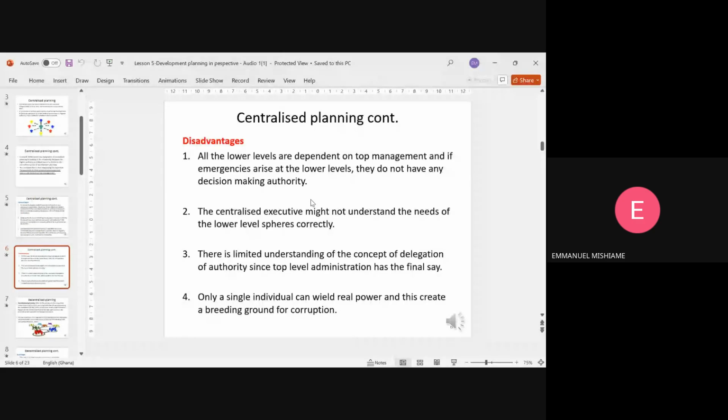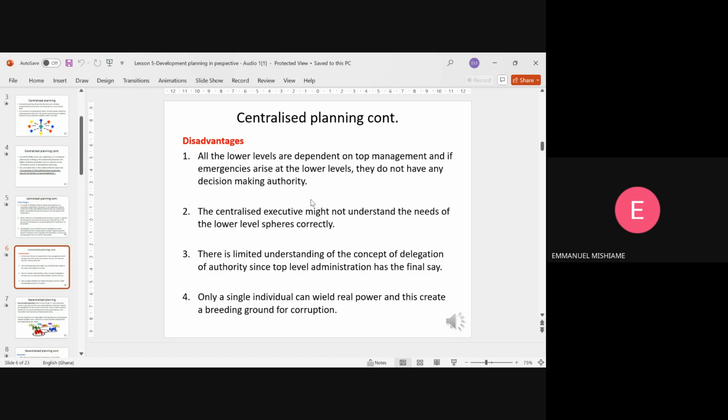But for a centralized administration, such things do not exist because your views, first of all, are not even considered when it comes to decision making. Everything is done at the top. And that is why, once again, we call it what? The top-down approach.